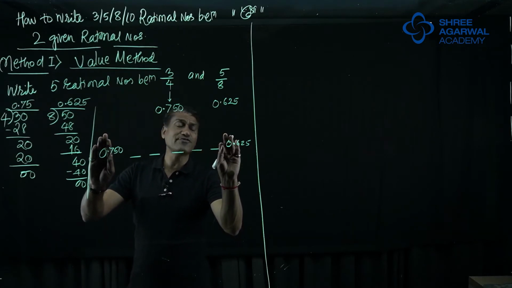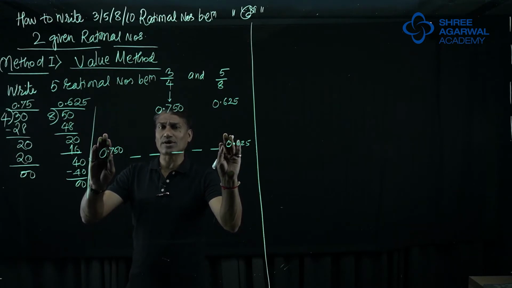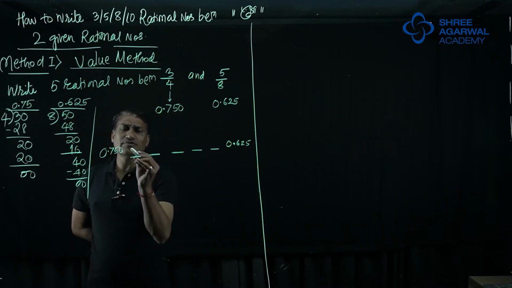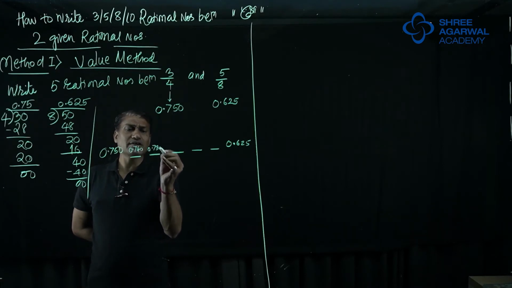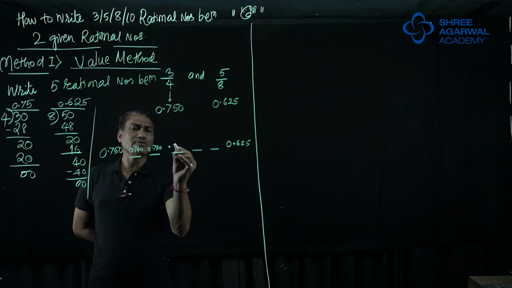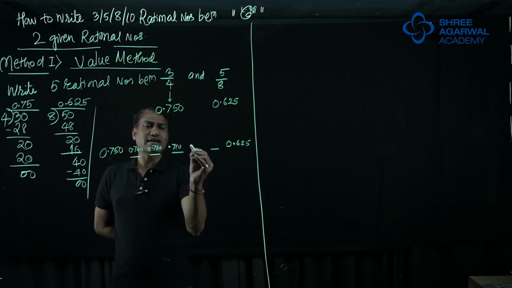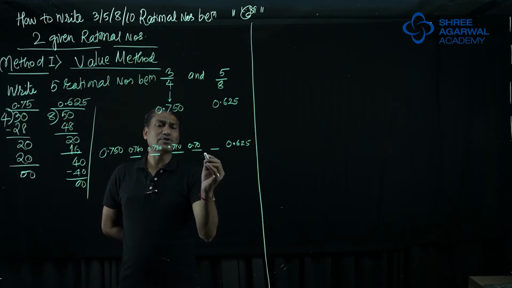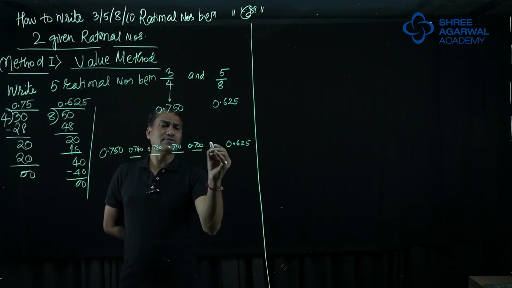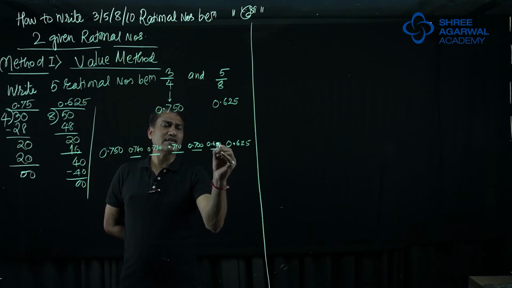So this is 750 and 625. Decimal is there, but we are slightly overlooking it. So I think the first number will be 740. The next number will be 730. The next number you can take 710. The next number you can take 700. The next number you can take is 650.